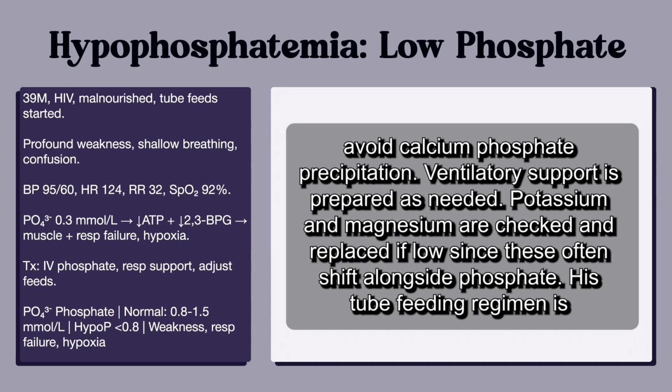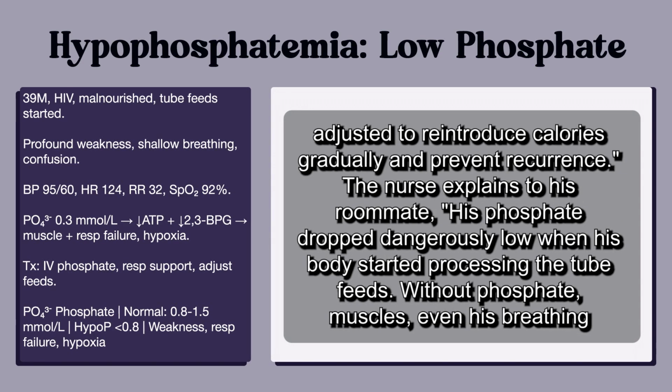Ventilatory support is prepared as needed. Potassium and magnesium are checked and replaced if low, since these often shift alongside phosphate. His tube feeding regimen is adjusted to reintroduce calories gradually and prevent recurrence.